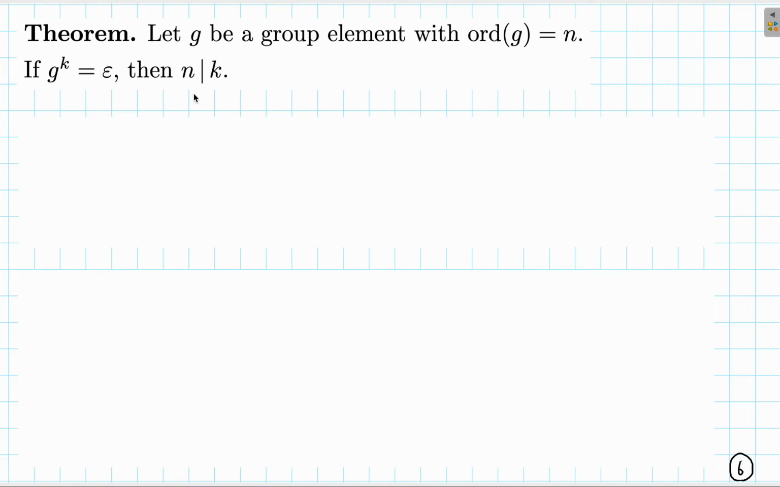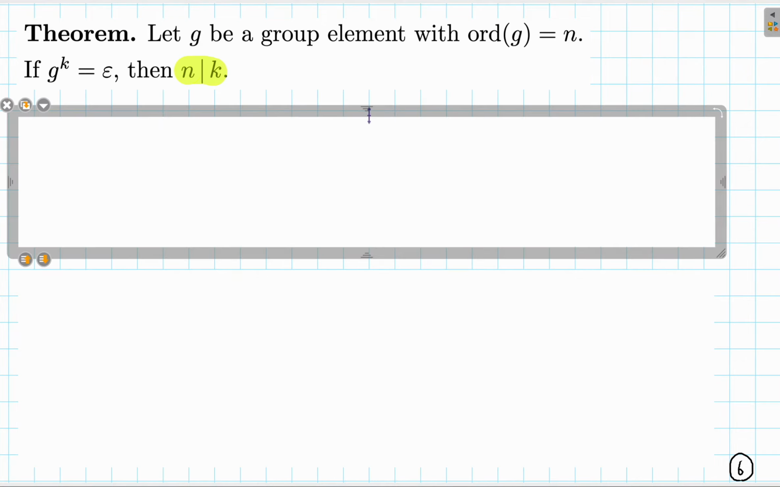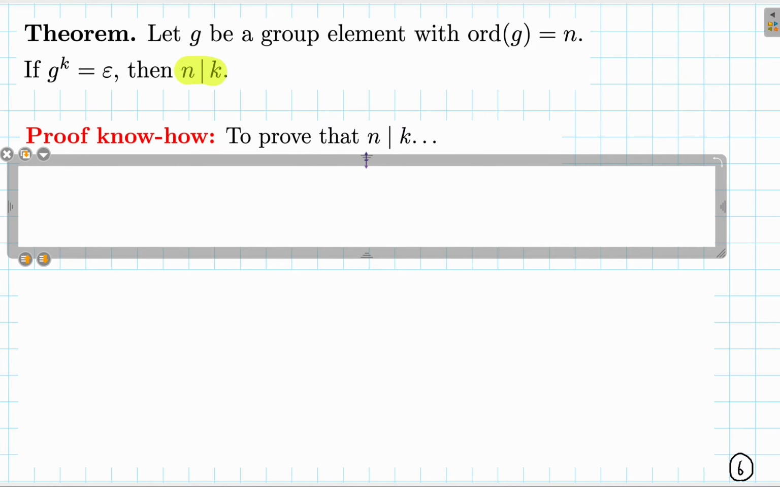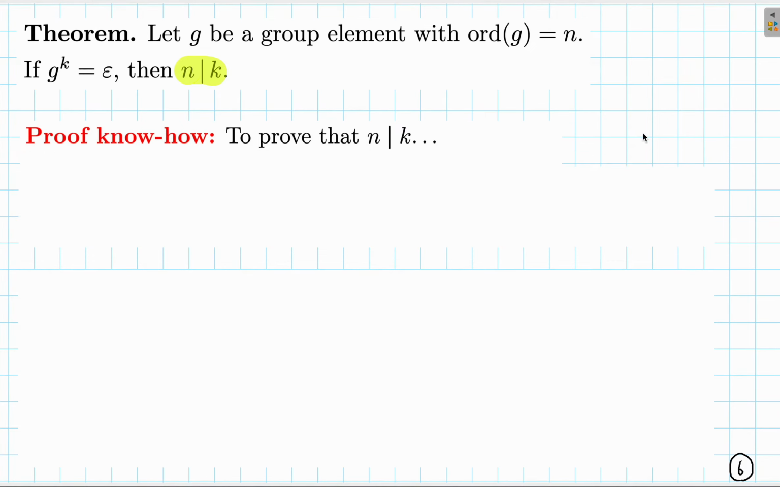Now, one of the reasons why I like to go over this particular theorem and its proof is to introduce a proof technique, namely, how do we show that n is a divisor of k? An integer is a divisor of another integer. And so that's our next proof know-how. To prove that n is a divisor of k, in a nutshell, we try to divide k by n and show that there is no remainder, that is, the remainder is 0.